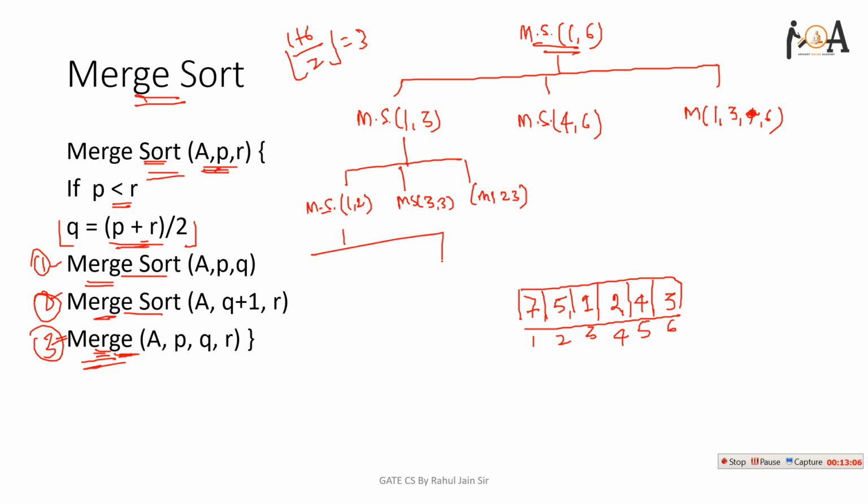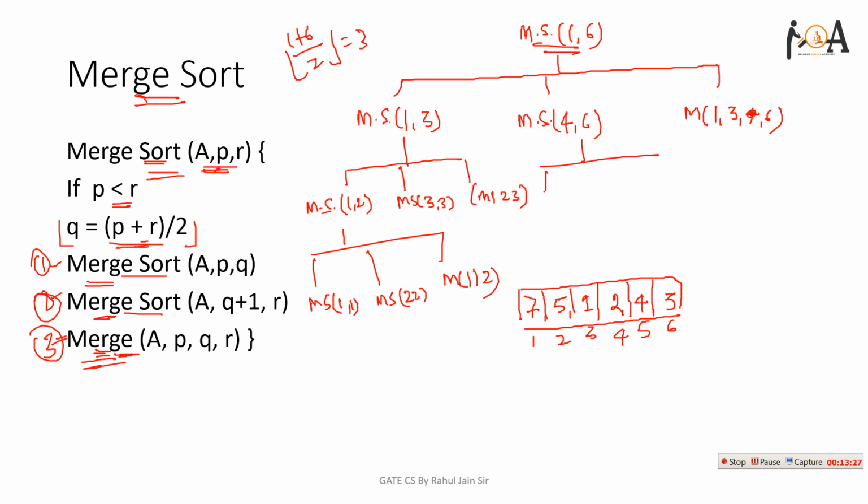Here again I need to apply merge sort: 1 plus 2 divided by 2 gives 1, so merge sort 1 of 1, then merge sort 2 of 2, and then merge 1 1 and 2. Just these 3 steps I am following. Here it is a single element, okay, I need to merge here.